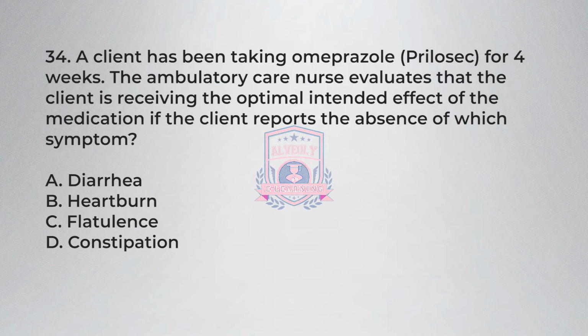Question 34. A client has been taking omeprazole, Prilosec, for 4 weeks. The ambulatory care nurse evaluates that the client is receiving the optimal intended effect of the medication if the client reports the absence of which symptom? A. Diarrhea. B. Heartburn. C. Flatulence. D. Constipation. Correct answer is B. Heartburn.